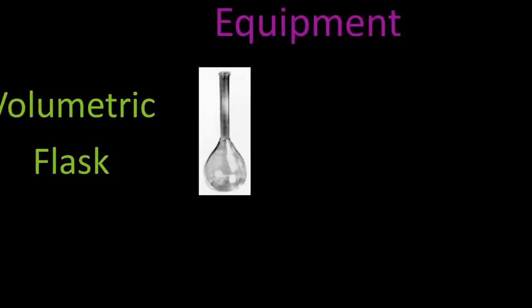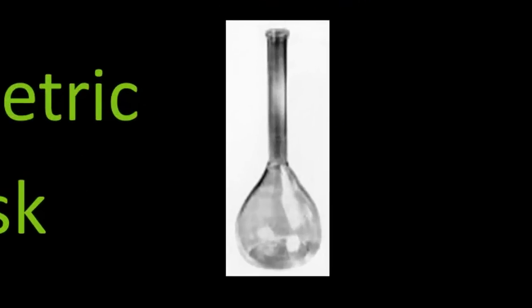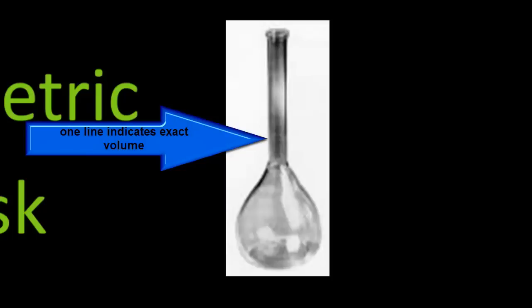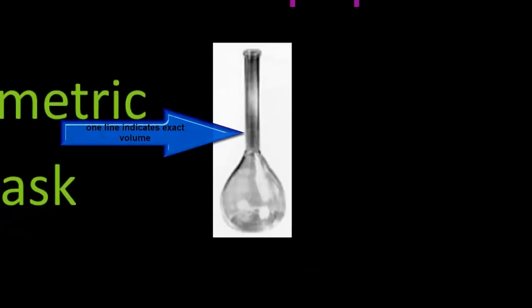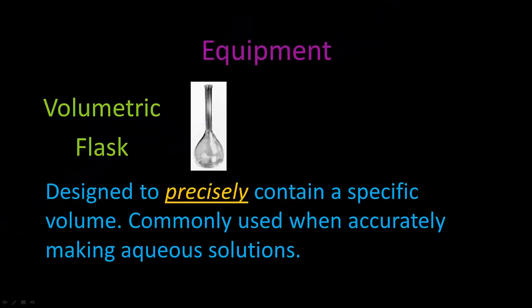Volumetric flask. This one's hard to see, but there's only one line on here, and that is an exact measurement, depending on if you have a 250 mL volumetric or a 100 mL. So it's designed to precisely contain a specific volume, commonly used when accurately making aqueous solutions. So it is quantitative.